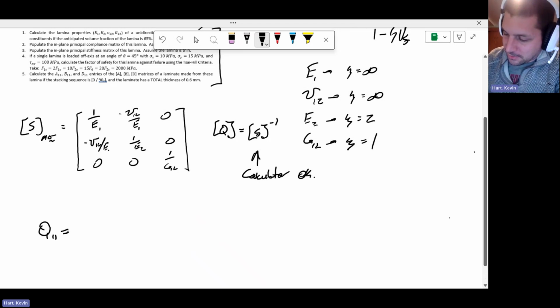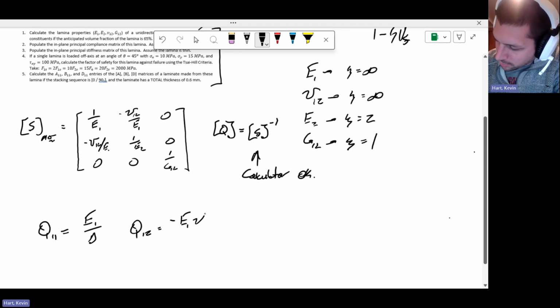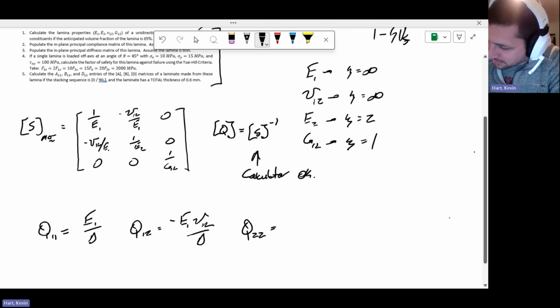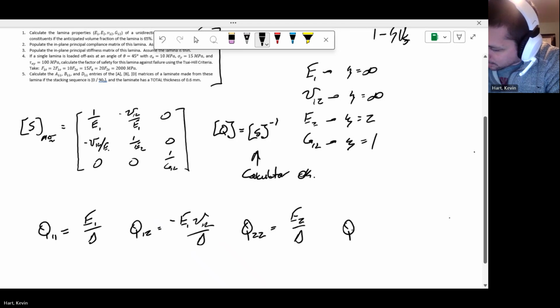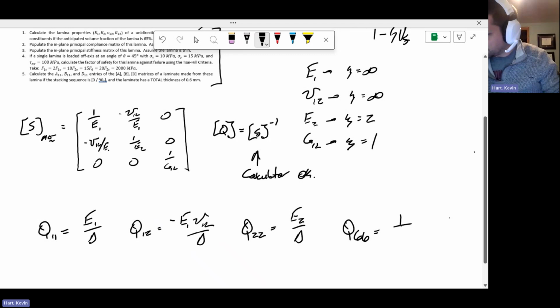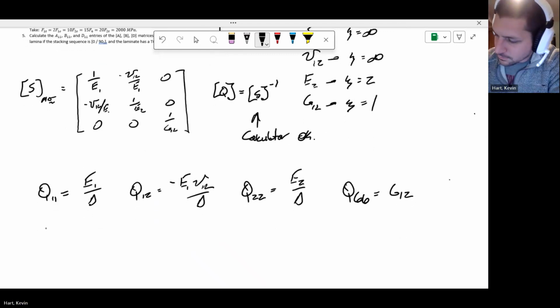So the stiffness matrix Q11 can be calculated as E1 over delta. Q12 is negative E1 nu 12 over delta. Q22 is E2 over delta. Q66 is just G12. And all other Q's are 0.